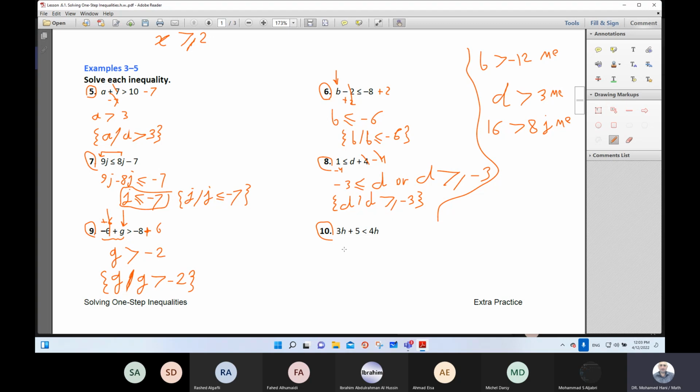Who can tell me what is the answer here? Mister, I want to go to the bathroom quickly. Okay, listen to me. As you see here, we have the same variable in the two sides. Here we have h, here we have h. So we can remove h from this side and take it to the second side.